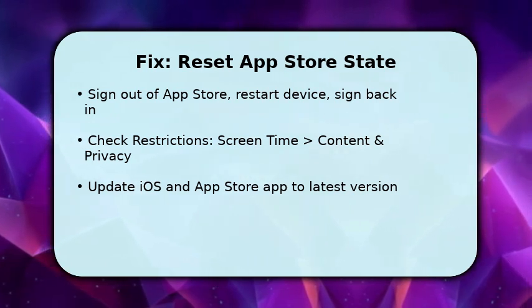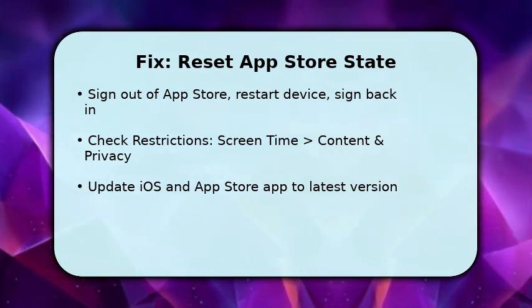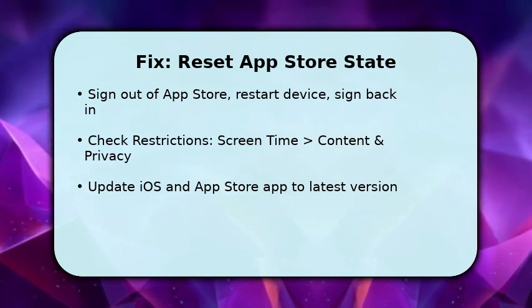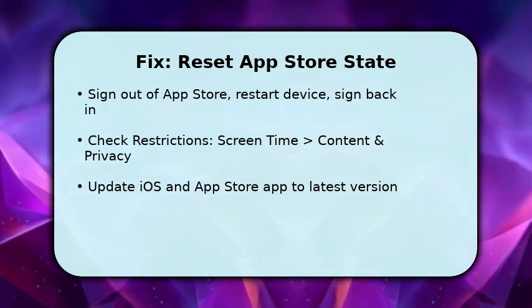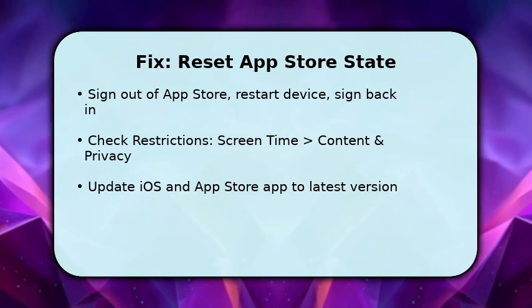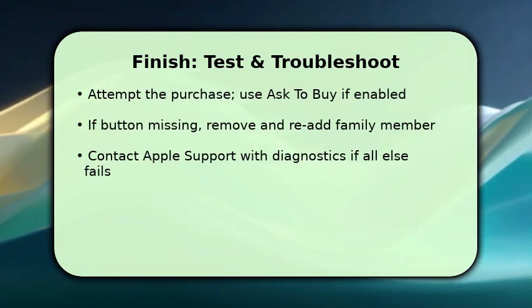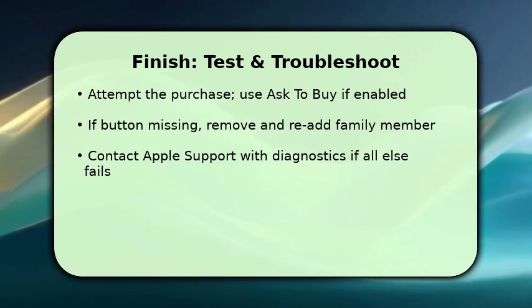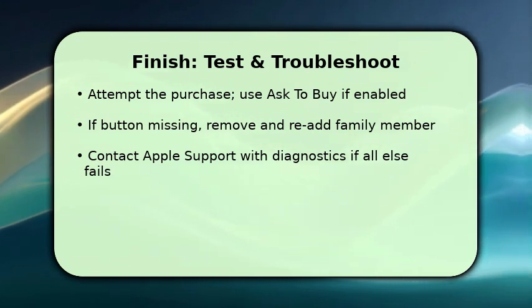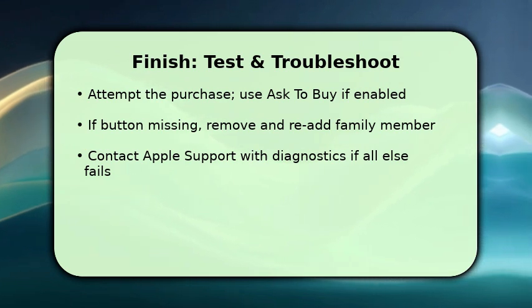Finally, update iOS and the App Store to ensure the latest Family Sharing fixes are applied, because older builds sometimes misreport purchase permissions. To finish, test an actual purchase attempt so you confirm the fix. You should see the purchase button or an Ask to Buy prompt if enabled. Follow it through to validate payment routing.